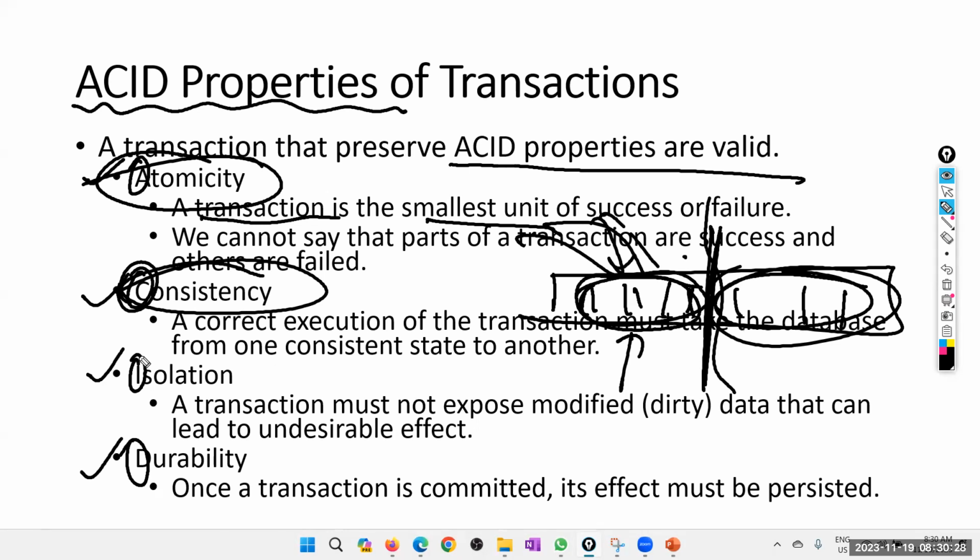The third property is isolation. I told you that there can be concurrent transactions. Concurrent means different transactions which refer to the same data.